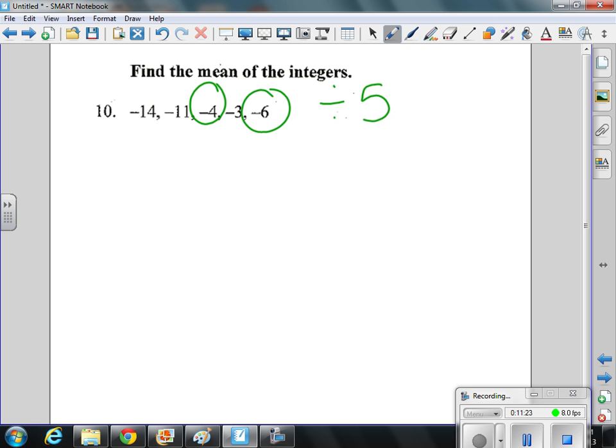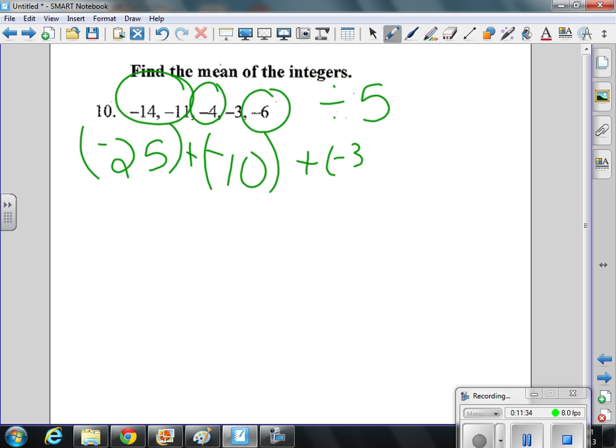I know 4 and 6 is 10. I know 14 plus 11 is 25. So 25 plus 10 is 35. Plus 3 more is 38. Negative. And I'll be dividing by 5.